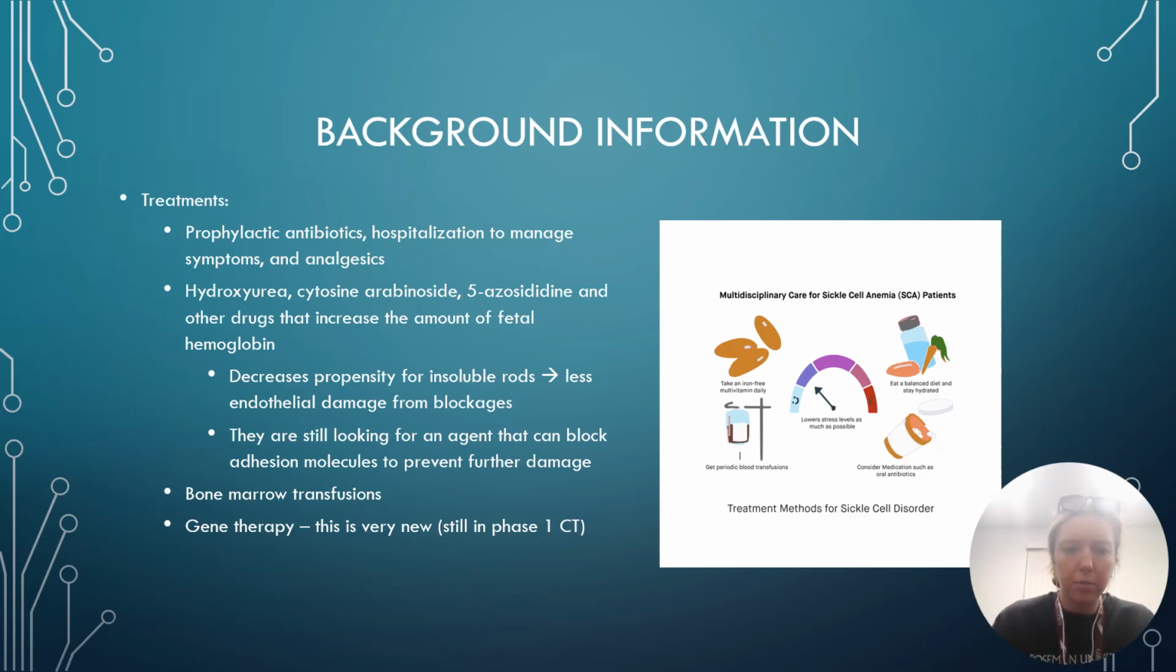There are some other drugs that increase the amount of fetal hemoglobin, and this decreases the propensity for insoluble rods, which just means that there's going to be less endothelial damage from the blocking of those vessels. They're still looking for an agent that can block the adhesion molecules to prevent further damage. You can also get bone marrow transfusions and gene therapy, which is pretty new.